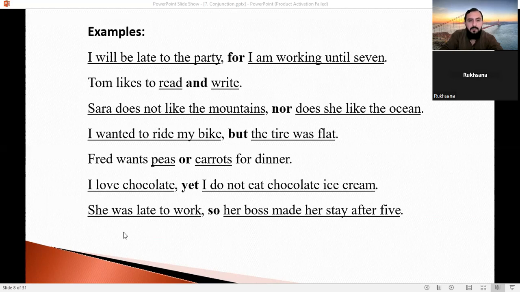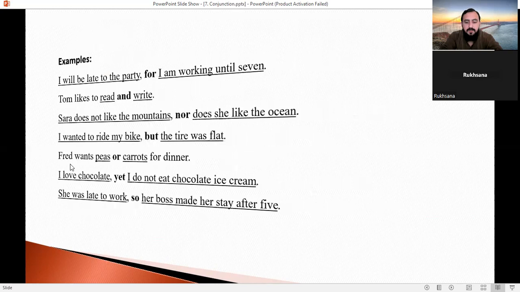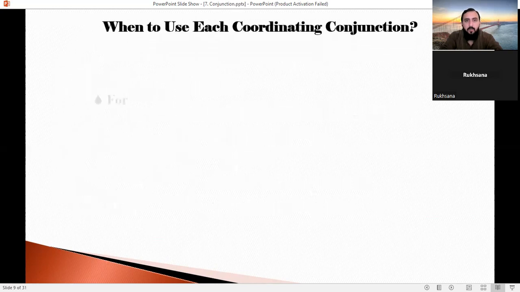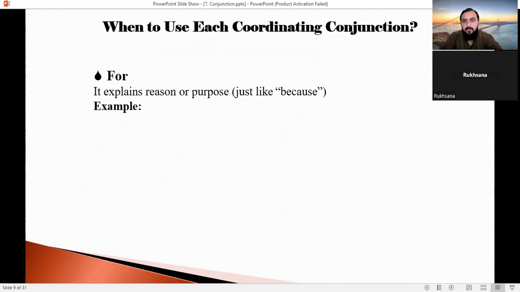Okay, fine. When to use each of the coordinating conjunctions? Okay, can you read it now?